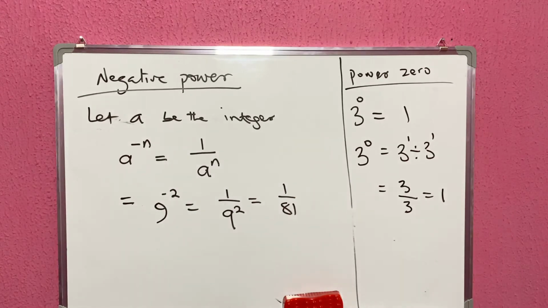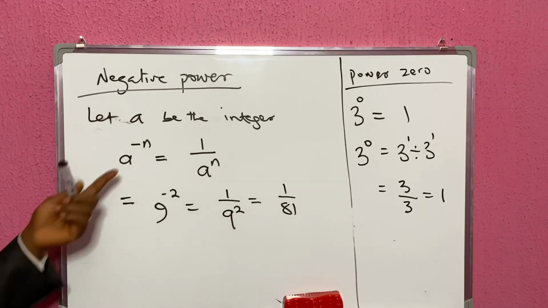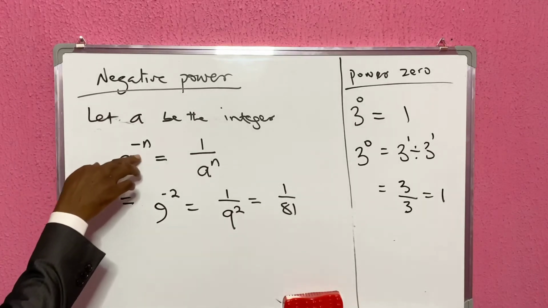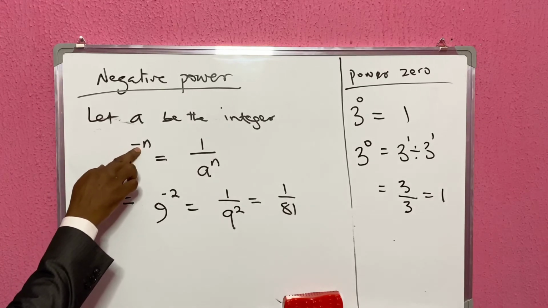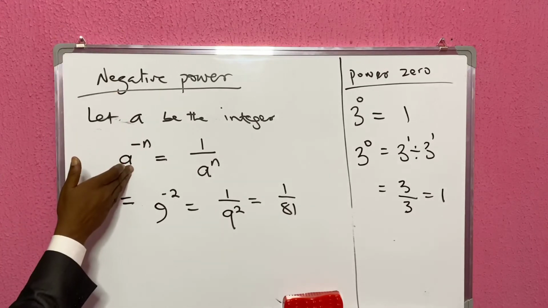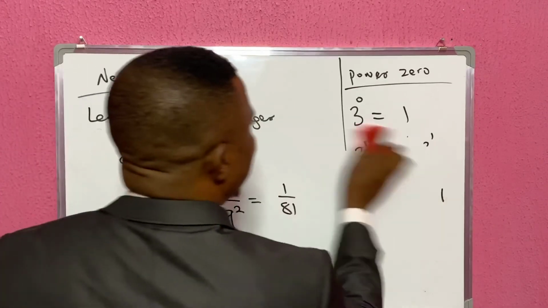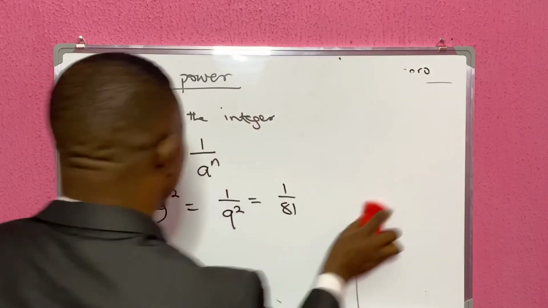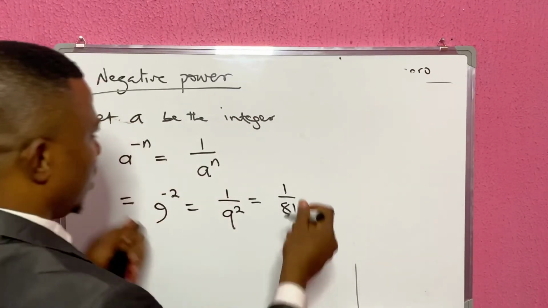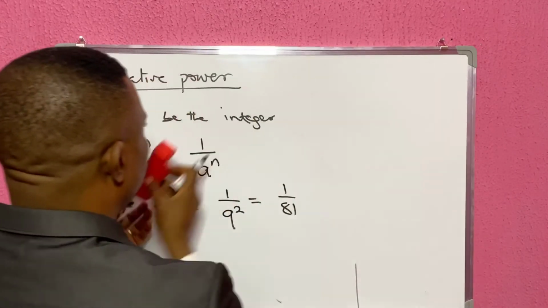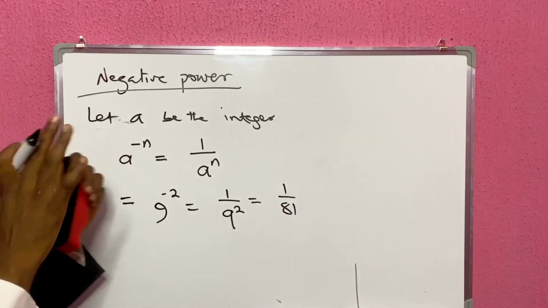Is that clear? As simple as that. Negative power. To remove this minus, you take the inverse of the base raised to the power. As simple as that. We will explain this more in indices.